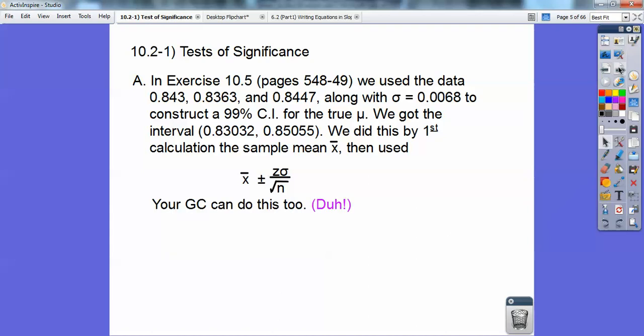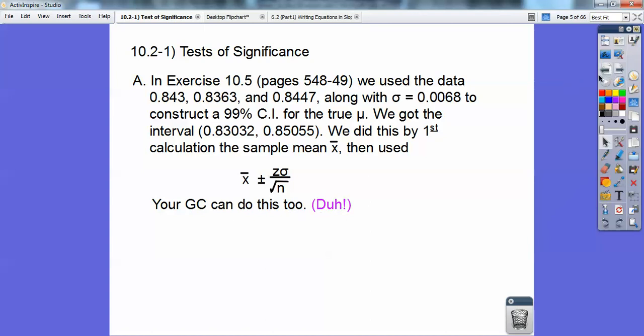Okay, so in exercise 10, I'm going to go to this next page right here. In exercise 10.5, we use the data, those three numbers right there, along with the standard deviation right there to construct a 99% confidence interval for the true population mu. And we got that interval right there. And we did this by using this formula right here. Well, I showed you the long way. Now I'm going to show you the short way in your graphing calculator.